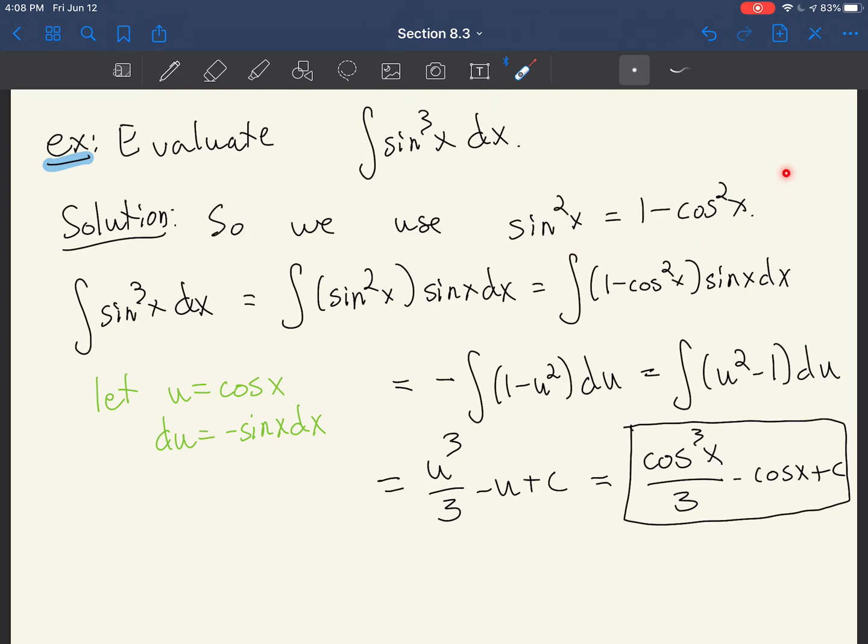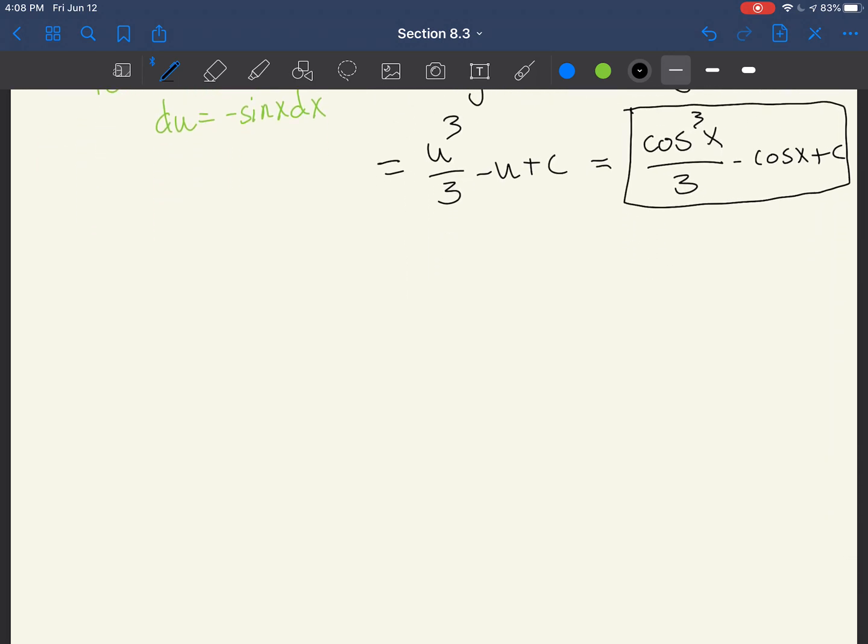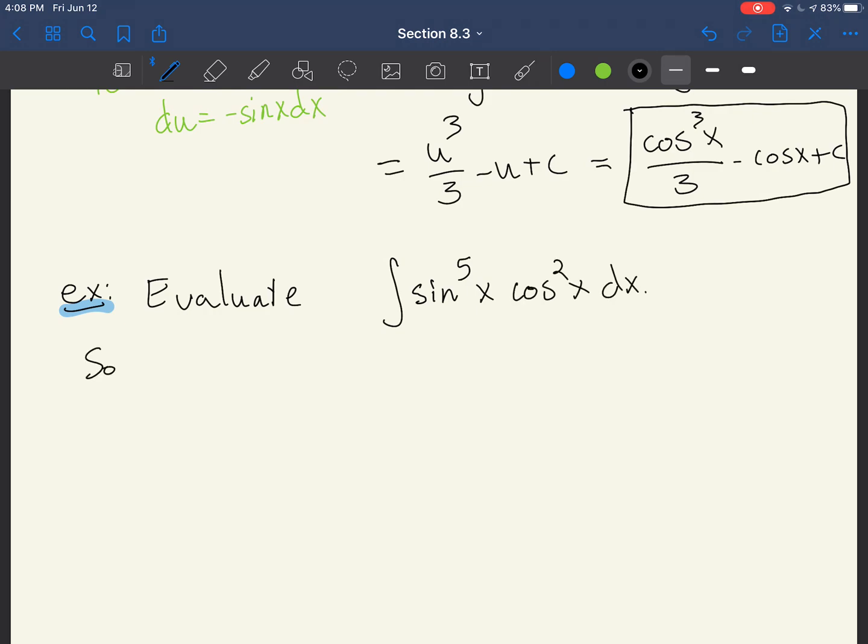So this is how we're going to be using our trig identities, sine squared equals 1 minus cosine squared x, and the analogous one, cosine squared equals 1 minus sine squared x. You're going to use them to reduce one of the m or n down to just 1. So let's do another example. Evaluate integral of sine to the 5th x cosine squared x dx.